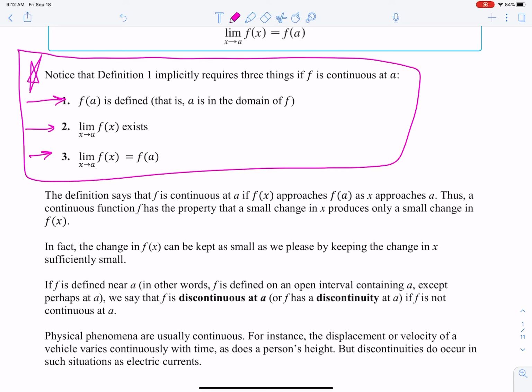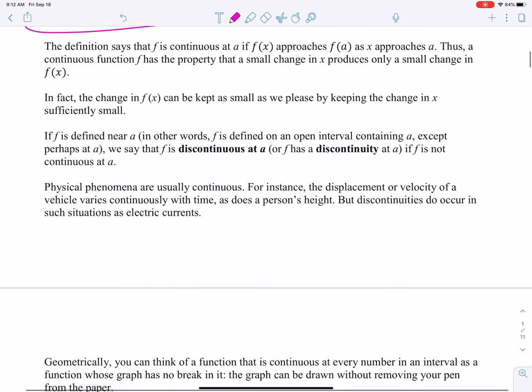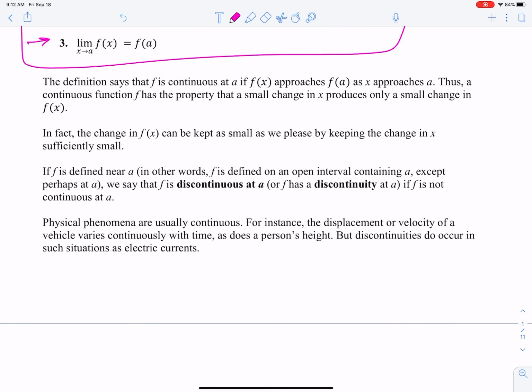All right, so the definition says that f is continuous at a if f of x approaches f of a as x approaches a. Thus, a continuous function f has the property that a small change in x produces only a small change in the y value. In fact, the change in f of x can be kept as small as we please by keeping the change in x sufficiently small.